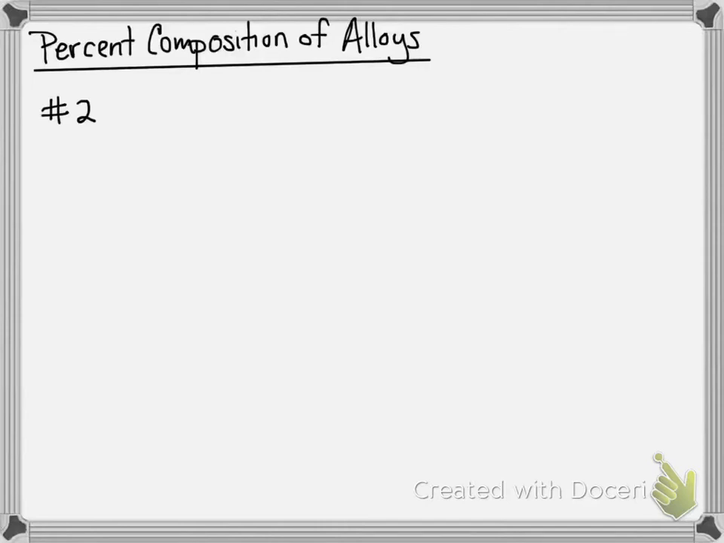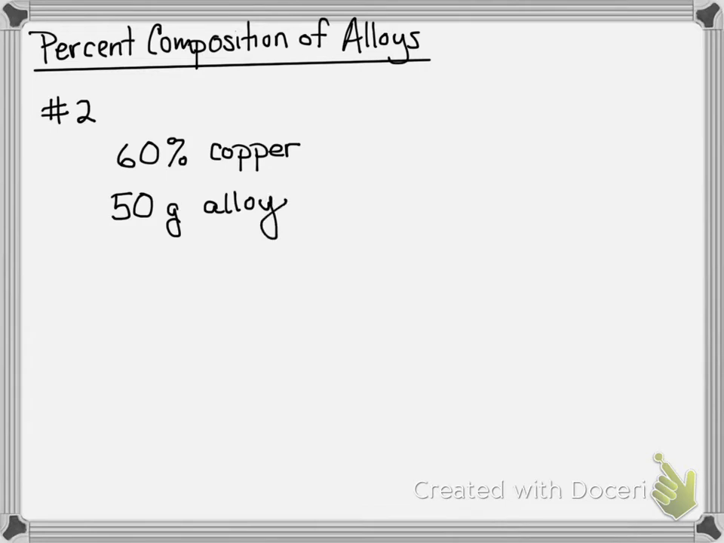Question number 2 says, brass is an alloy of 60% copper and 40% zinc. How much copper is in a 50-gram chunk of brass? So, this brass, it says in the problem, is 60% copper. And we have 50 grams of our alloy. And so this is basically a percent problem.